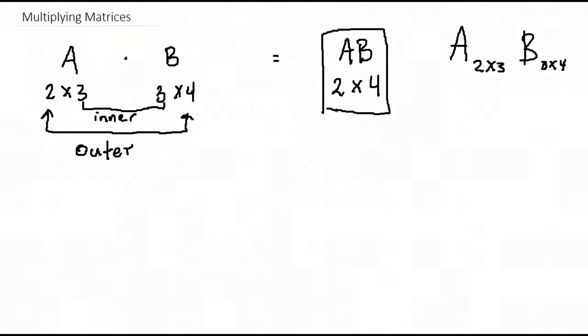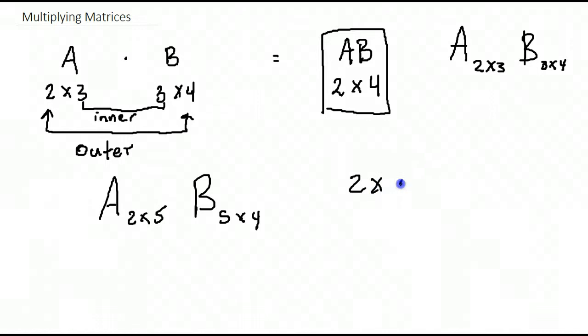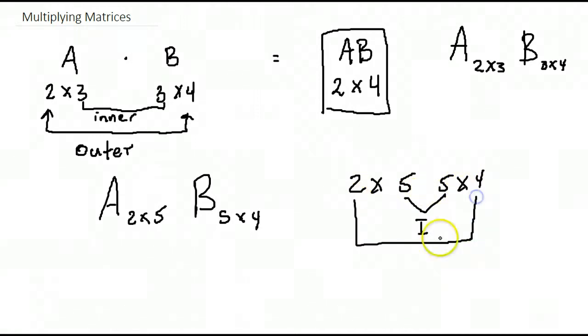So now let's look at an example of how you do this. If we have matrix A with dimensions 2 by 5 and B with dimensions 5 by 4, let's compare them. So we have 2 by 5 and 5 by 4. The two inner dimensions are 5. They match. Great. So we can multiply those matrices and it will work. Now looking at our outer dimensions, we have a 2 and a 4. So the answer is going to be a matrix of size 2 by 4, 2 rows and 4 columns.